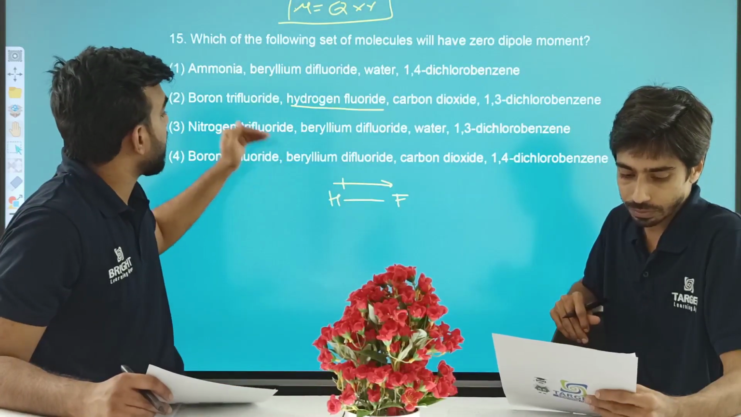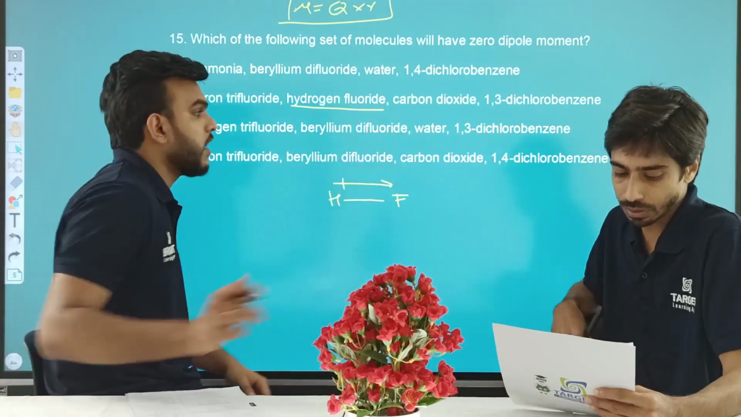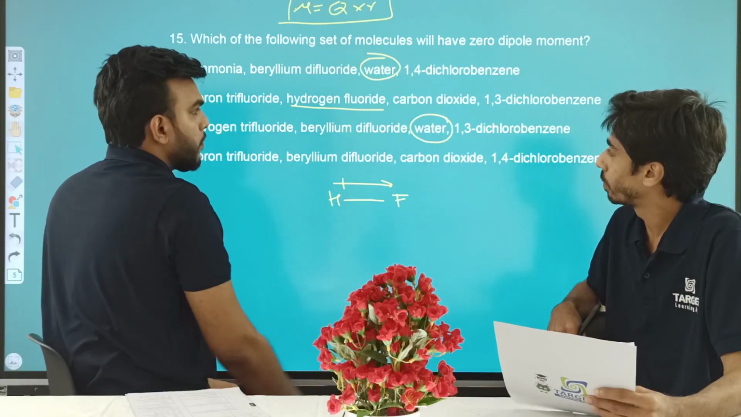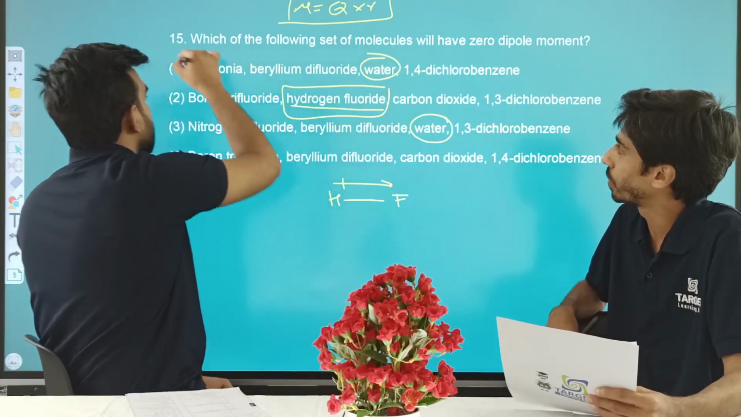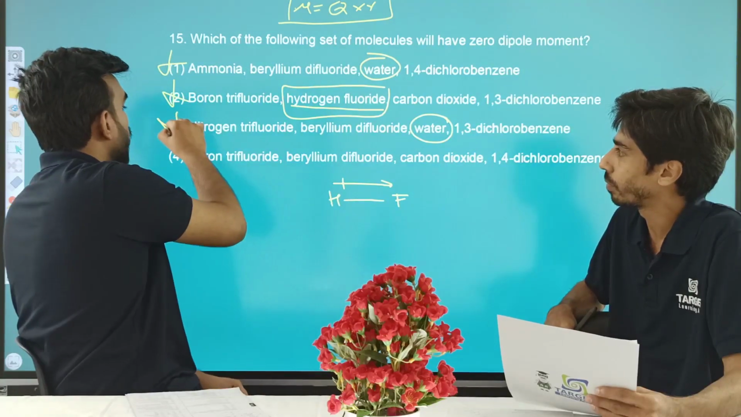In the case of the third option, nitrogen trifluoride, beryllium difluoride, water is also coming in the third option. So it does not have a zero dipole moment. The water here also does not have a zero dipole moment. So we can neglect this option. The first is wrong, the second is wrong, the third is also wrong. So we can go with the fourth one.